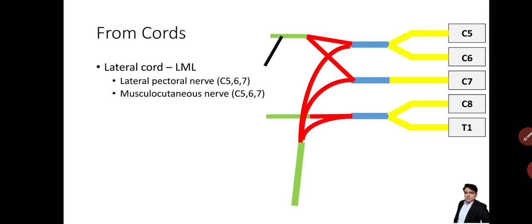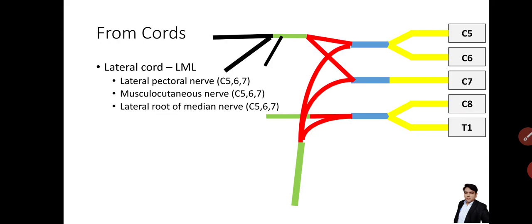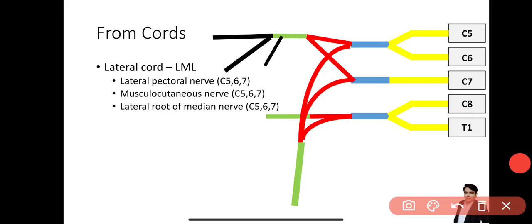Musculocutaneous nerve, again root value same C5, C6, C7. So this is musculocutaneous nerve. And lateral root of median nerve, root value C5, C6, C7. So this is lateral root of median. So this is lateral pectoral nerve, this is musculocutaneous nerve, and this is lateral root of median nerve.